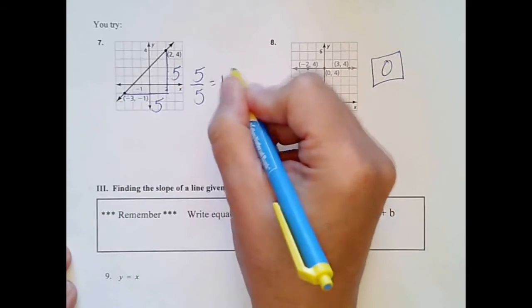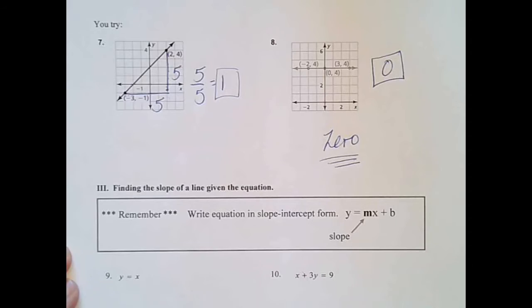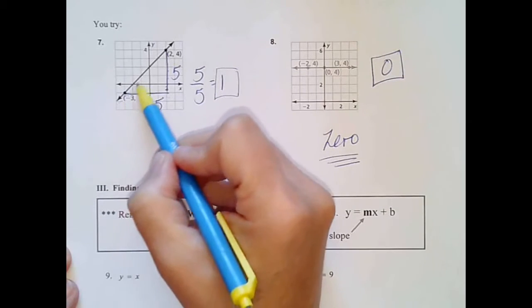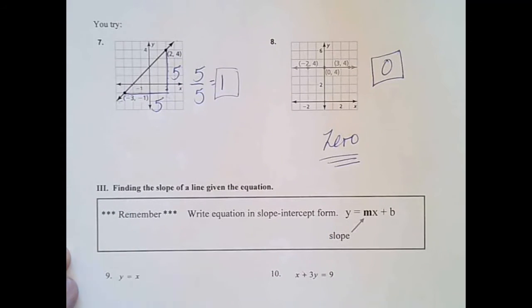Other little things that you can remember is that when you go uphill from left to right, then you're going to have a positive slope. This guy over here is 0.